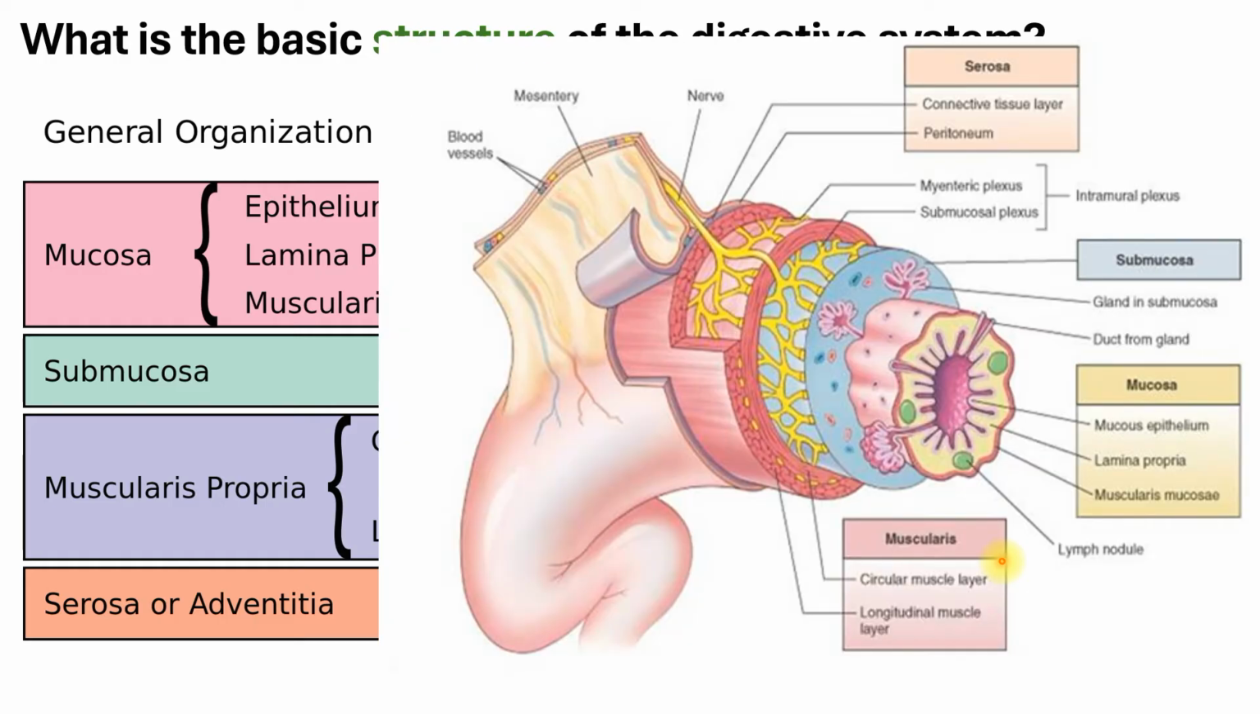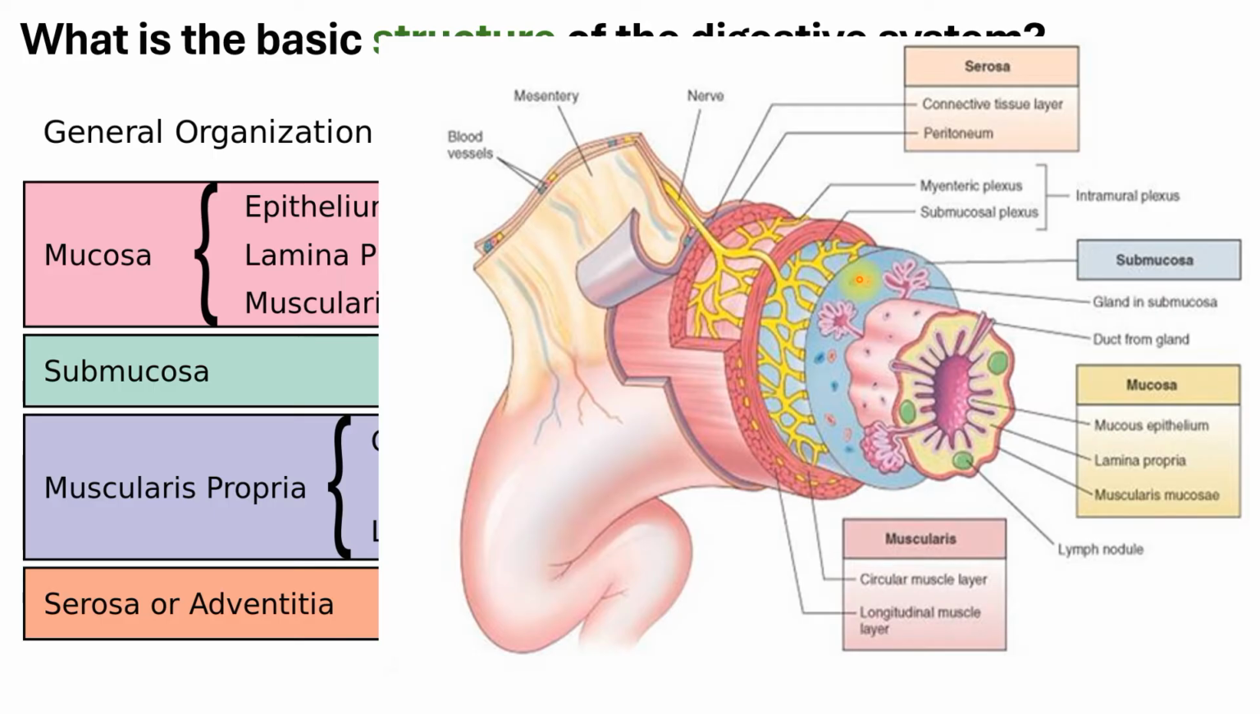A schematic diagram of all these layers is here. The inner layer is the mucosa, and the mucosa is composed of the epithelium, lamina propria, and the thin muscle layer, which is called your muscularis mucosae. After that, the next layer would be your submucosa, which usually contains your glands and blood vessels, and sometimes your nervous plexuses.